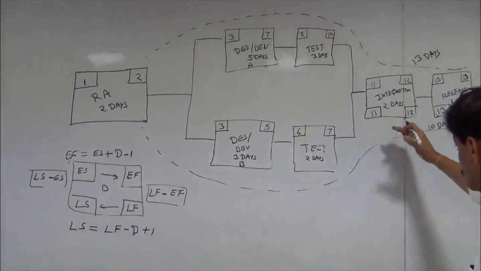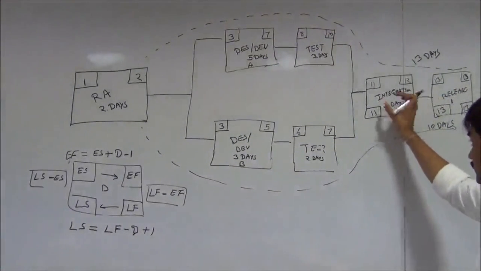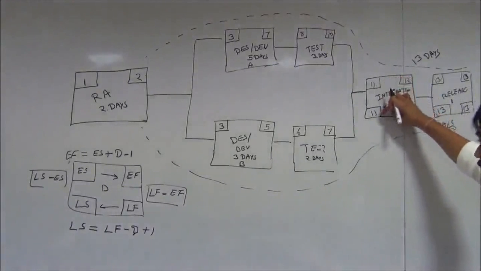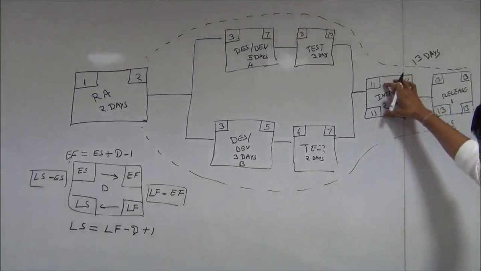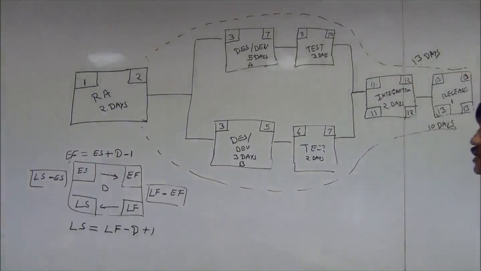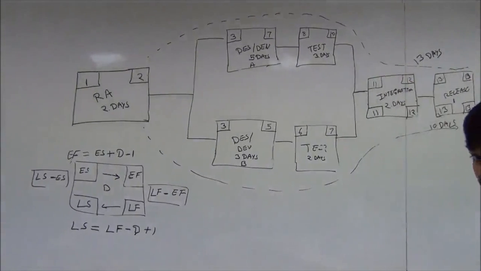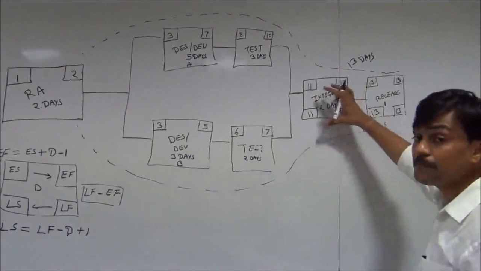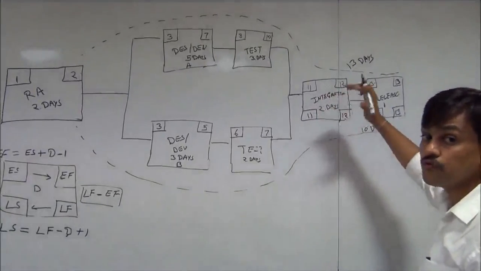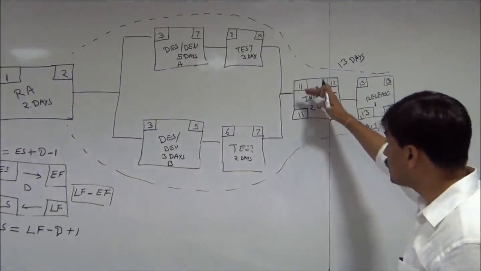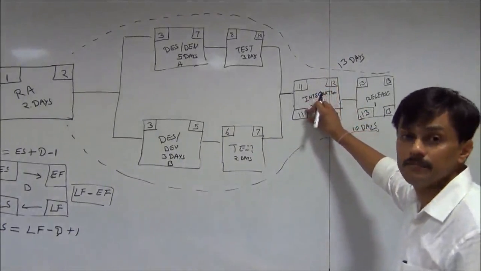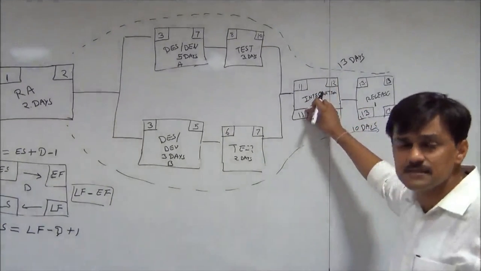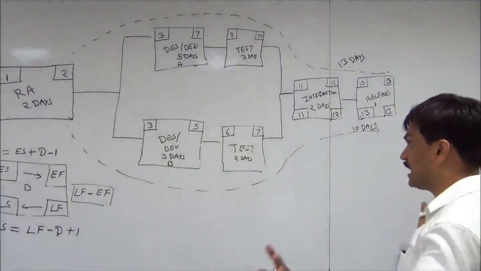You will see that for an integration activity, the late start and early start both are the same because they are on the critical path. Activities which are on the critical path will have zero float, means for them their early start and late start would be the same. They do not have any flexibility. If they delay, the project gets delayed.